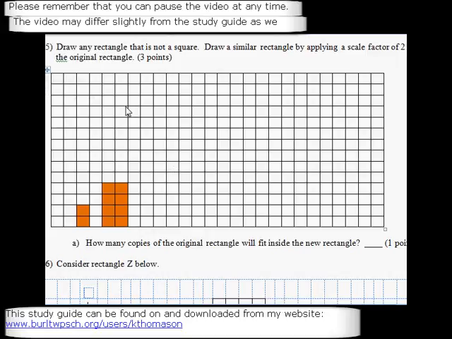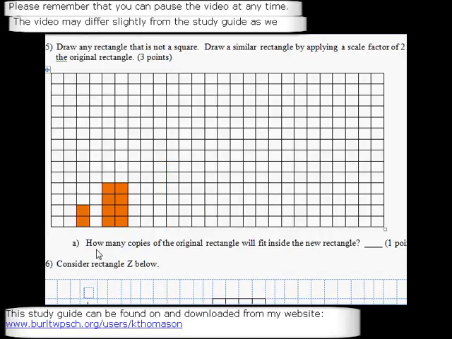Now again, this is an open-ended question. Your first shape didn't have to look like this. As long as it's not a square, your first shape could have looked like that. Your first shape could have looked like that, which is going to produce all different types of answers. That's why this is an open-ended question.